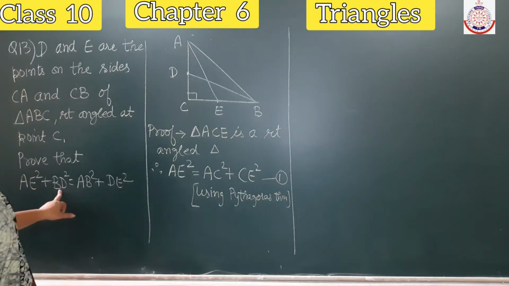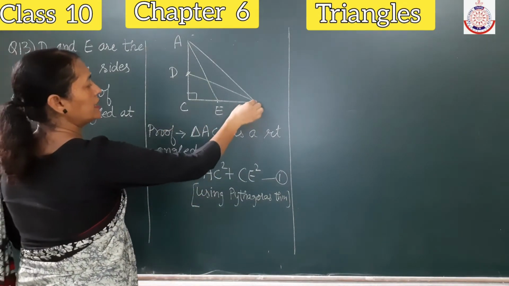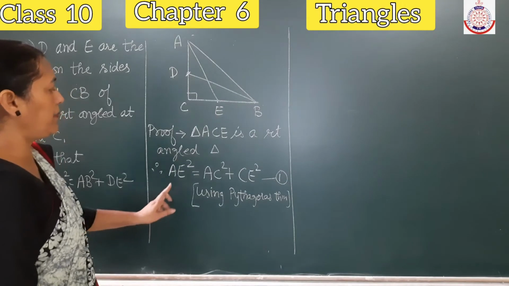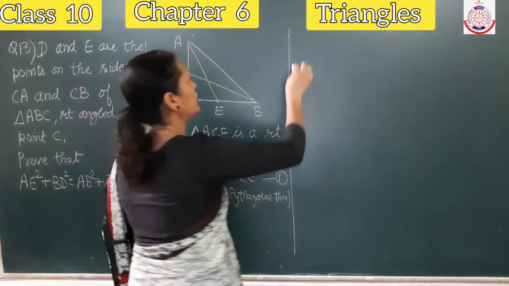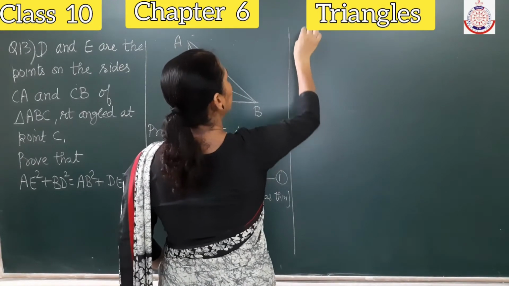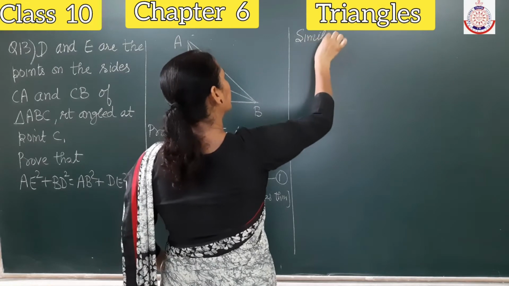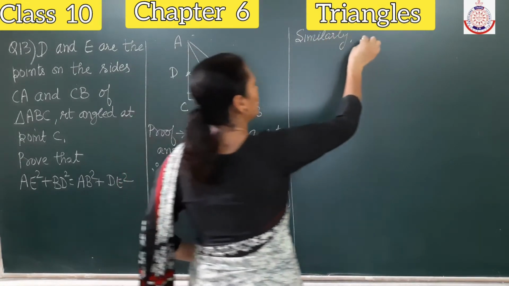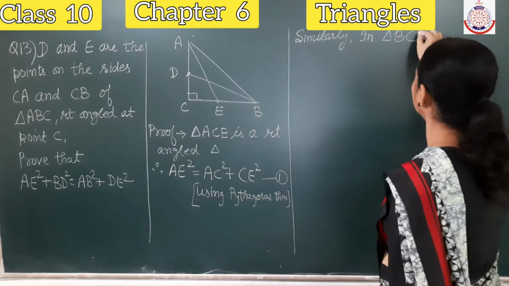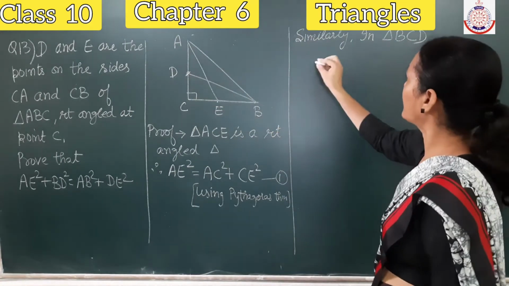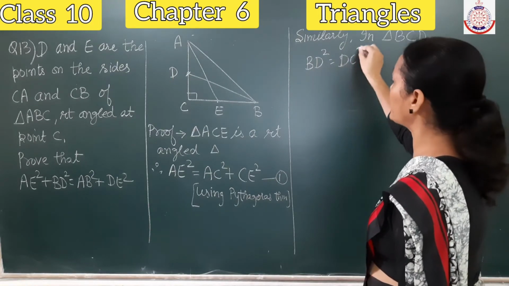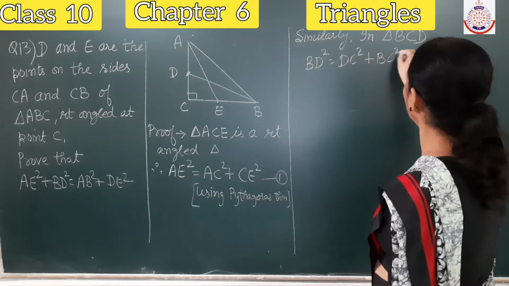Next, BD square. Just look at BD. BD will come in triangle DCB, where BD will be the hypotenuse. Applying Pythagoras theorem in triangle BCD, similarly, you can write, BD is the hypotenuse. So BD square is equal to DC square plus BC square. Second equation.